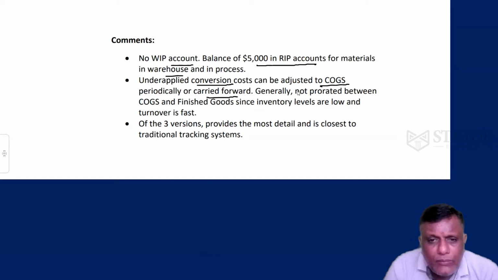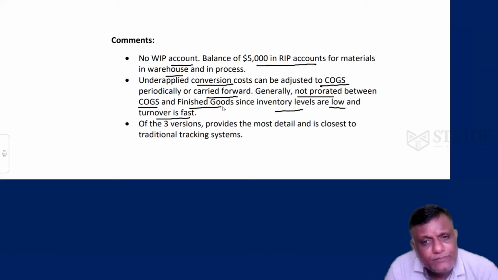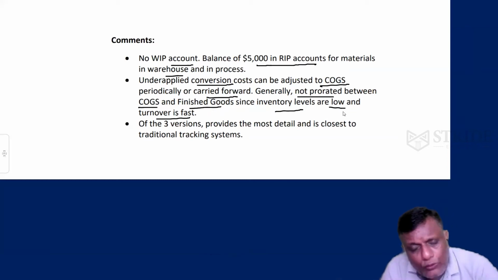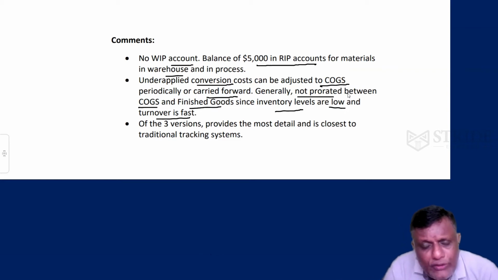Okay. But generally, they are not supposed to be prorated. I told you, the inventory levels are very low and turnover is very fast. Don't allot under applied conversion cost on a pro rata basis between COGS and finished goods. So when inventory levels are very low and inventories are faster moving, under applied conversion cost should not be charged pro rata between COGS and finished goods.